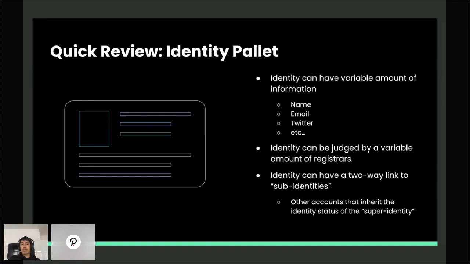So one of the factors that comes into play with the identity pallet is how many different pieces of information you are storing there. Another piece of the identity pallet is that there are registrars, and registrars are the ones who can verify that your data is good. There can be multiple registrars, all of whom can individually look at your data and put their own verification status on it. So another thing that affects the identity pallet is how many registrars there are and how many are being used to look at your identity. And finally, identities can also have sub-identities. Basically, they can have these two-way links where you have a sub-identity which inherits from the identity that you already have.